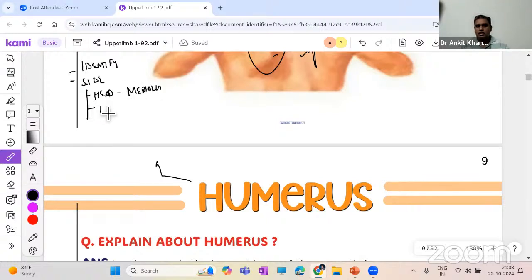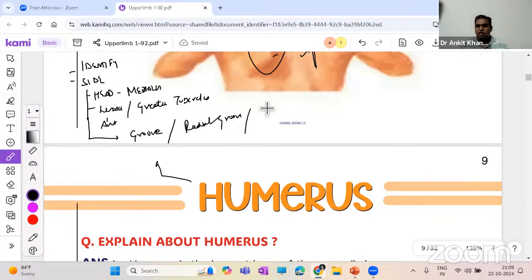Then think of the lesser and greater tubercles. Try to see them, lesser and greater tubercles. Lesser tubercle is more anterior. Then don't forget about the groove, the intertubercular groove. Also look at the radial groove posteriorly. Also look at the deltoid tuberosity on the middle of the shaft.